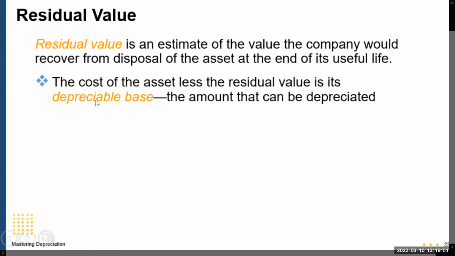You do need to know the definition of depreciable base. That is the amount that can be depreciated. So cost minus residual value is the depreciable base. Sometimes they may just give you, they'll say the depreciable base is, so you need to make sure you know what that definition is.